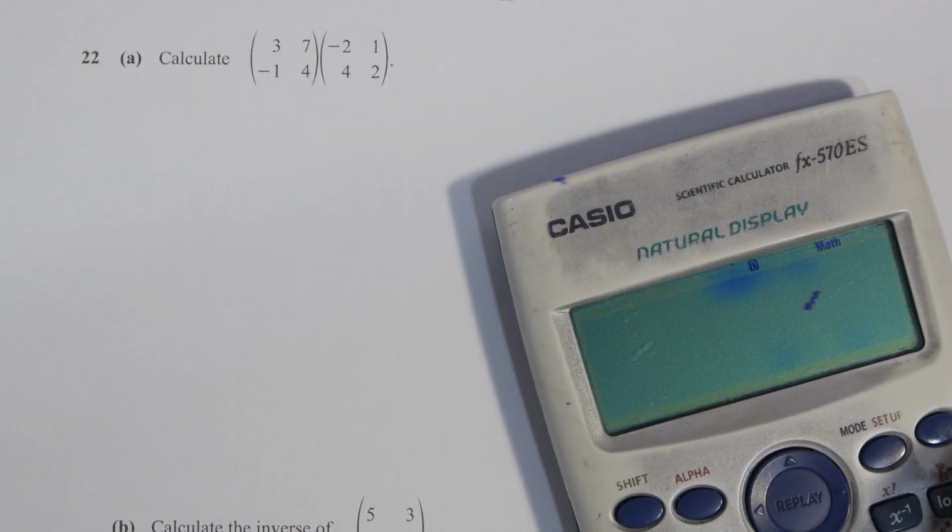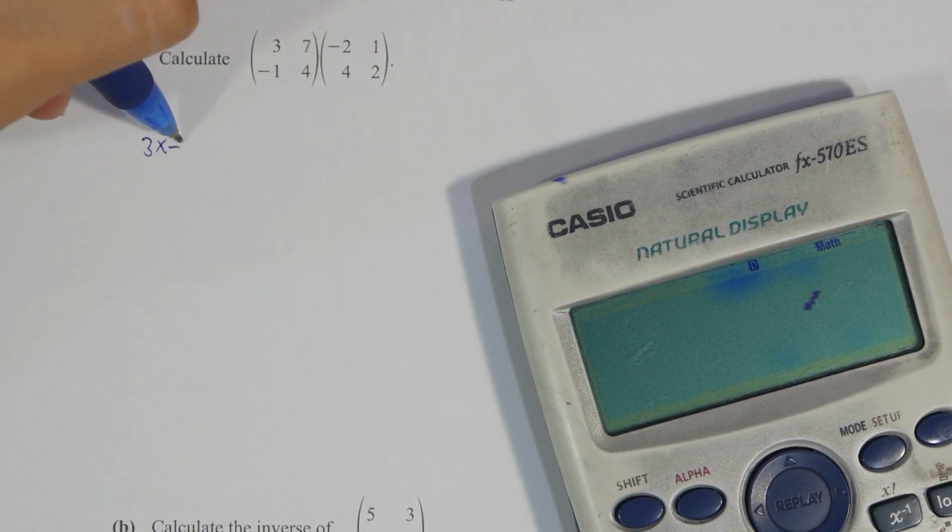Question 11, matrix. Okay, you can just refer to my working and sort out this entire question.